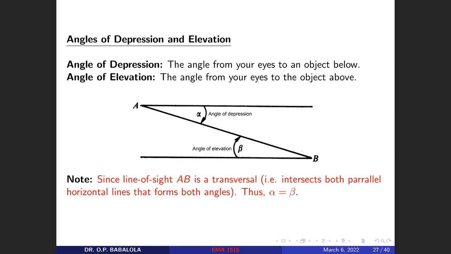Since the line of sight AB is transversal, and it intersects both parallel horizontal lines that form both angles, then we have alpha, which is the angle of depression, equal to angle of elevation beta. Do we all agree to this? That alpha equals beta. Okay, so we're going to apply that.